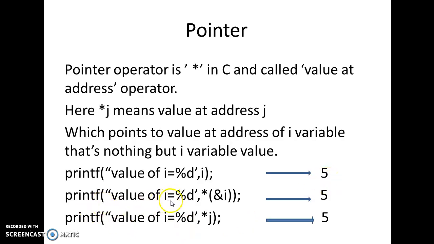printf value of i is equal to %d, *(&i). So * means value at address. So the address is &i, which holds the value 5. Similarly, if we write printf value of i is equal to %d, *j, meaning the value at address j, j holds the address of i, so it will obviously give i is equal to 5.